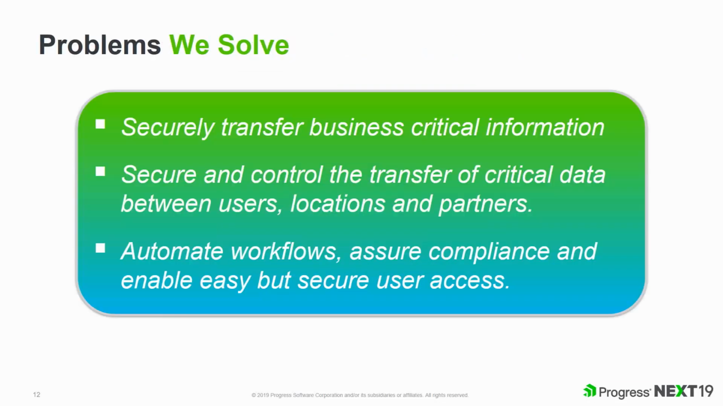So the problems that we solve, it's really all about securely transferring business critical data. We have a great level of control over that data between the users, locations, and partners. So we incorporate something known as non-repudiation. We're using hashing to be able to verify that this transaction came from this address and maintains its integrity throughout the entire process, so that you in turn can be assured that what you received is what was originally sent.